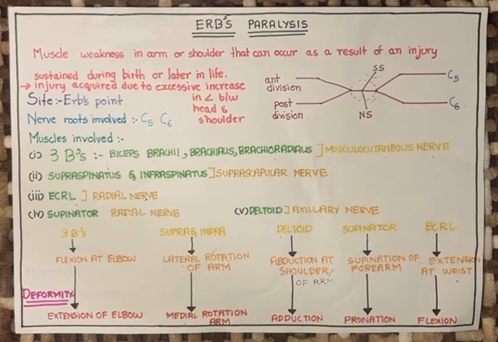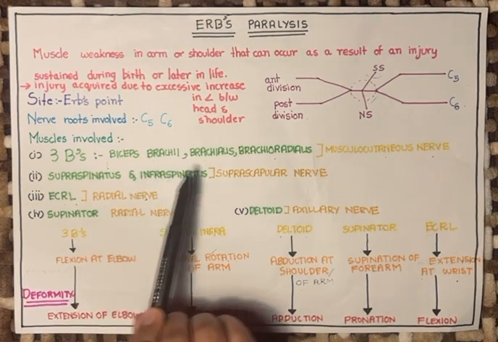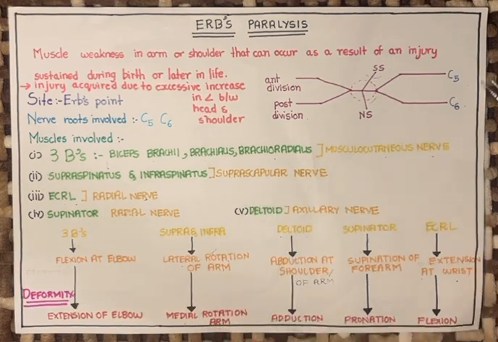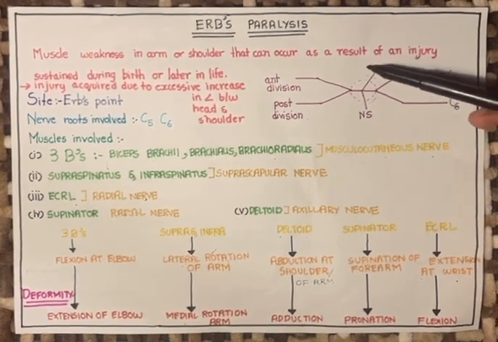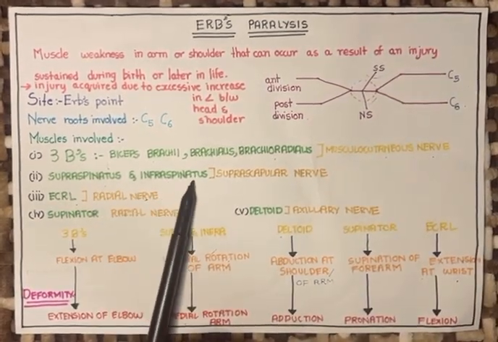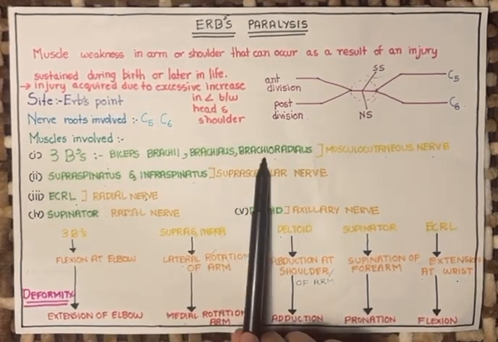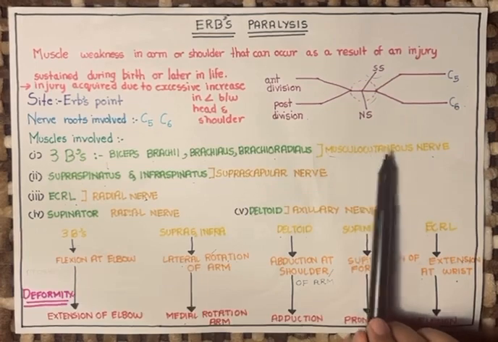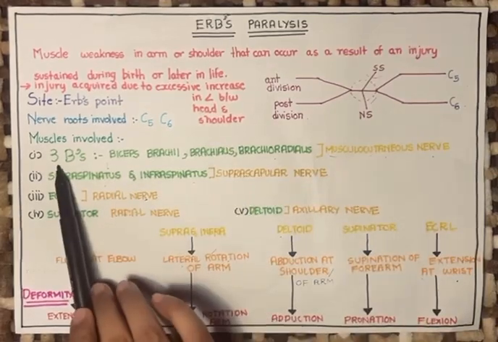The various muscles involved are going to be, first let's start with supraspinatus and infraspinatus. Supraspinatus and infraspinatus muscles get involved due to the involvement of suprascapular nerve. As you can see in this diagram, the upper trunk gives off a branch known as the suprascapular nerve. Because of the involvement of this nerve, there is going to be paralysis of the supraspinatus and infraspinatus muscle. Apart from this, we have the three Bs, which are the biceps brachii, brachialis and brachioradialis, which are going to be supplied by the musculocutaneous nerve. Because of the involvement of musculocutaneous nerve, which is a branch of the lateral cord, there is going to be paralysis of these three Bs.